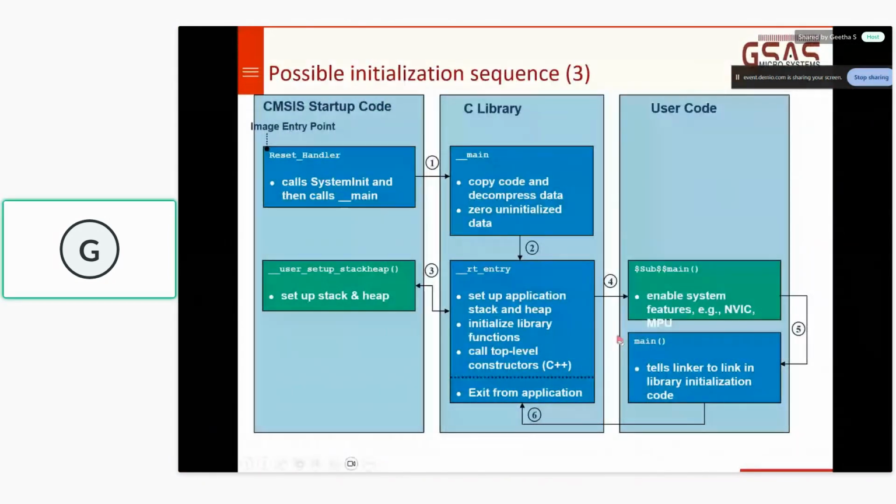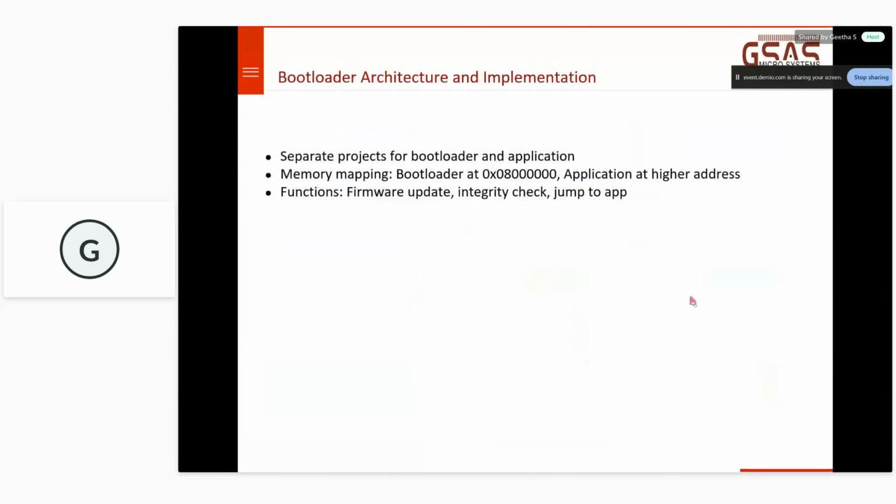Okay. Next possible initialization sequences. After this RT entry, after user setup stack heap, before going to main, we can have one more subset of the main function, which will do the initialization of the NVIC, MPU, wake up interrupt controller, or watchdog timer, or any such correlated peripherals like SysTick, all this. From there it can call the main function.